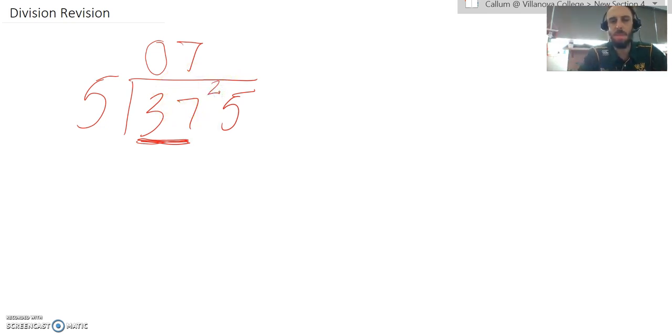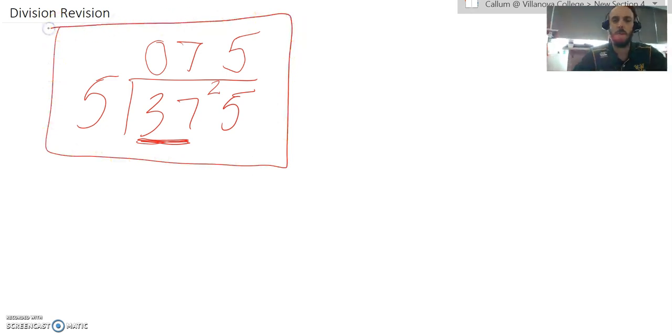So I'm going to just chuck them next to my ones column there. And now I'm left with 25, and I'm going to ask myself, 5 going into 25, 5 times, because 5 times 5 is 25, and I've conveniently got no remainders. So this is using the formal division algorithm to prove that 375 divided by 5 is 75.